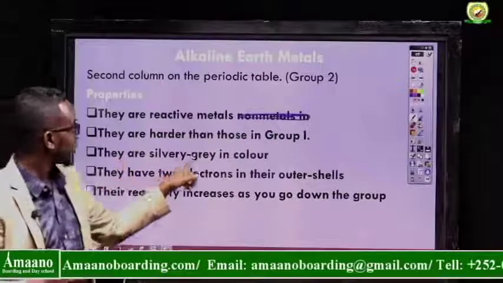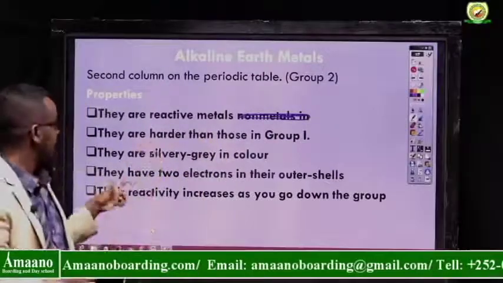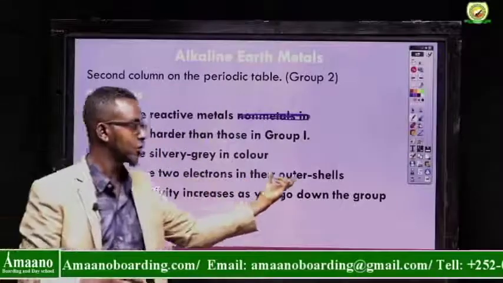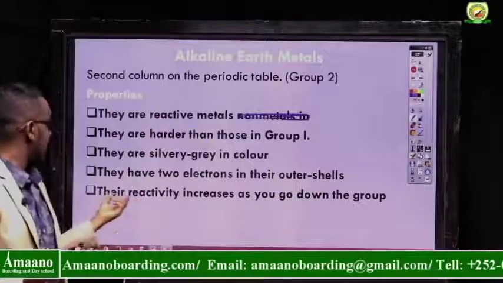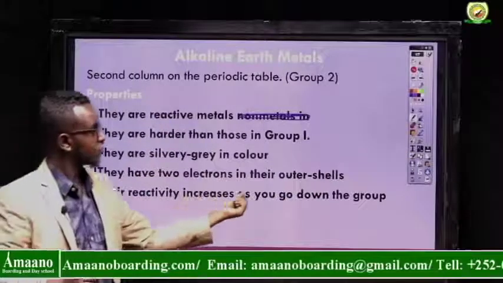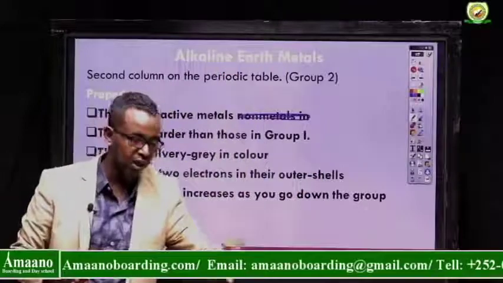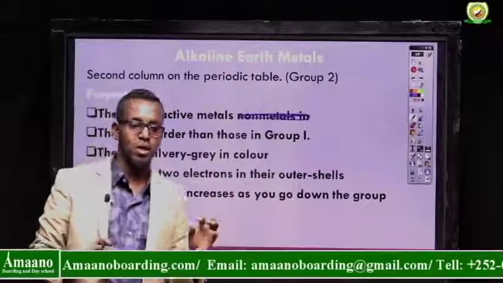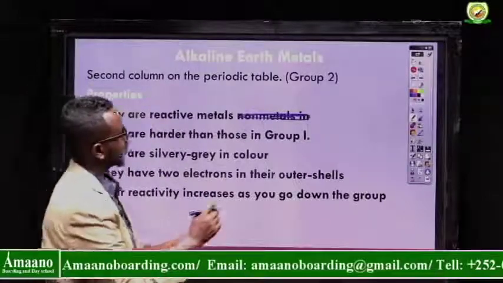They are silvery gray in color. They look like this color. They have 2 electrons in their outer shells. If you remember group 1, they have 1 electron in their outer shells. Their reactivity increases as you go down the group, in a similar way. So the last one is the most reactive.